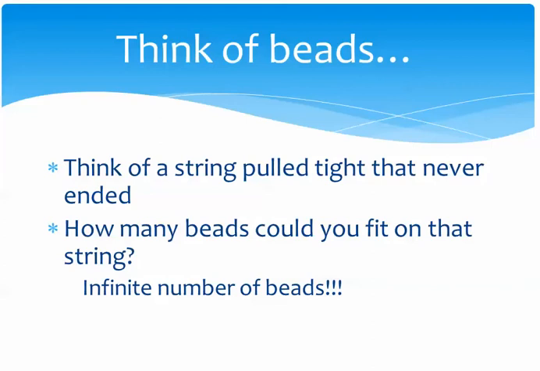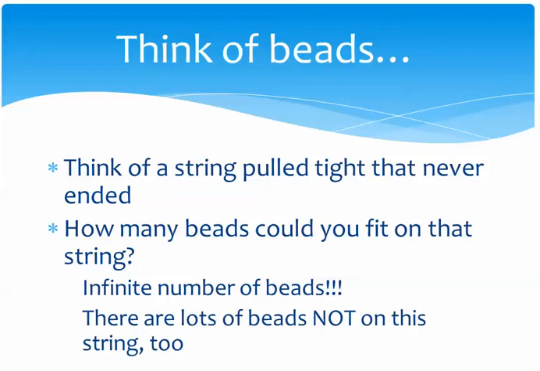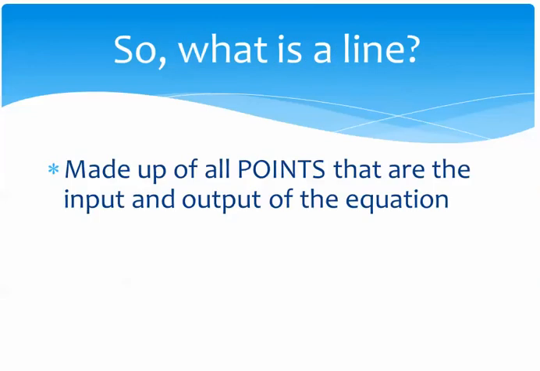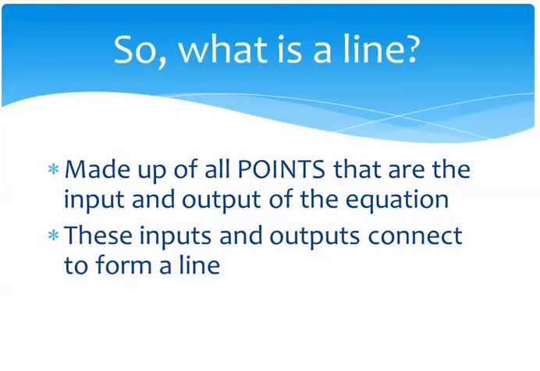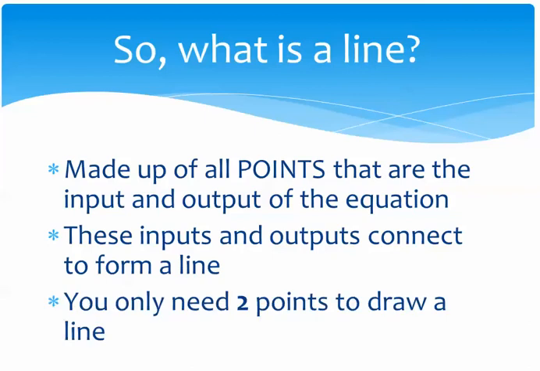Now remember, if I had that string going on forever, I could also have beads on the floor, on the wall, on other strings. I also have a whole bunch of beads that may not fit on that string. So what you need to think of is a line is all the points or beads that are the input and the output of that linear equation. And when you put them all together, they're going to be in one direction. They're going to be a line. Now, you only need 2 points to draw a line. We can put infinitely many on there, but if we're going to draw it, we only technically need 2 points to be able to show which direction we're going.